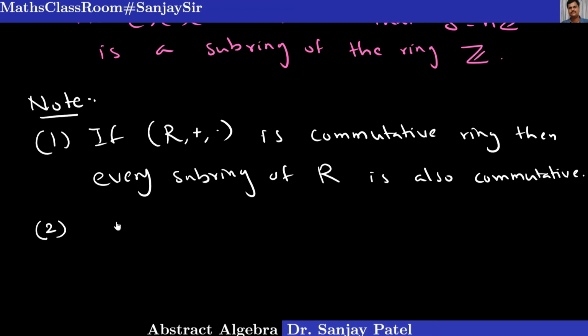Secondly, the same zero element, the zero element which is in R, it is also in the set subring S, if S is a subring.